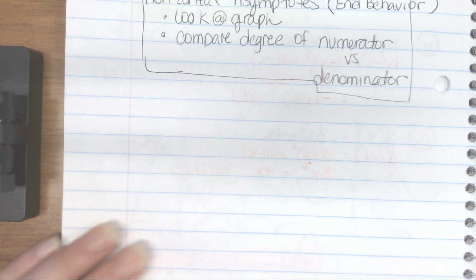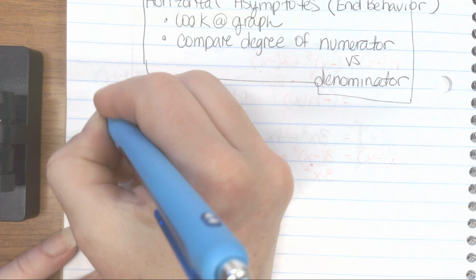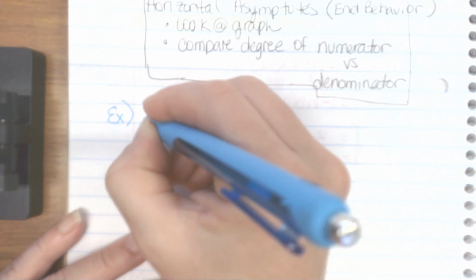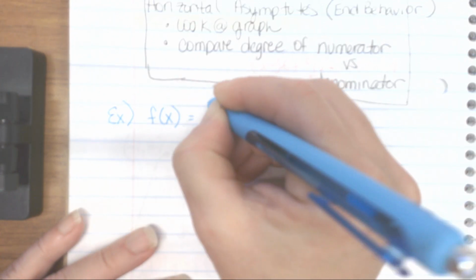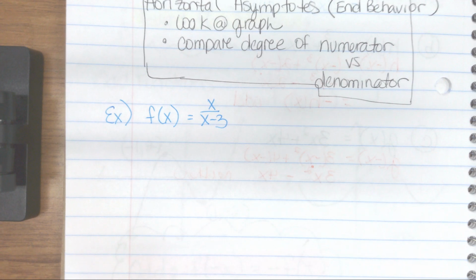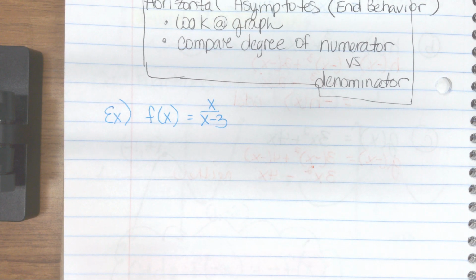We're going to look algebraically, and then we're going to look at the graph. We'll see what you remember. So let's take a look at the function f of x equals x over x minus 3. Let's see who remembers this. What's the degree of the numerator? You can just show me with fingers. Degree is 1. What's the degree of the denominator?